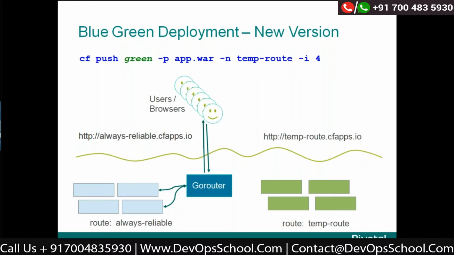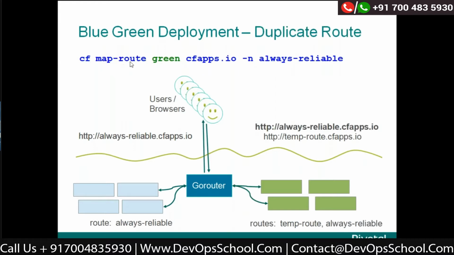Right? Now, what we can do is, for this green app, I can bind a route called always reliable by using a command called map route. See, cf map-route. You'll be able to map a route to an application. What application? Green. The domain name is cfapps.io. This should be your apps domain. And -n always reliable. So what this is doing is it'll bind or map always reliable.cfapps.io to this green app also.